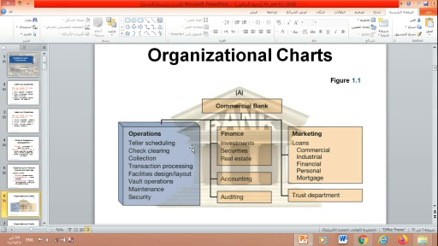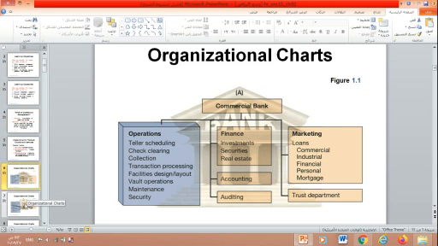such as teller scheduling, check clearing operations, collection of the money, transaction processing, the facilities design and layout, valet operations, the maintenance, the security. All of these are operations that facilitate the activities within the bank in order to provide an effective service for the customers. In other tables, we have the finance and the marketing functions in the commercial bank.